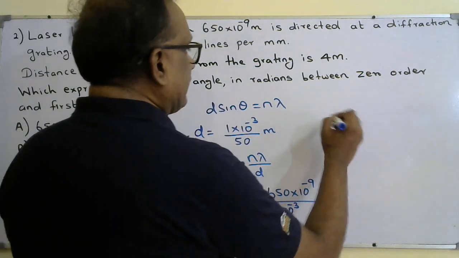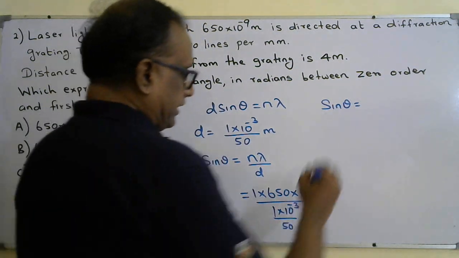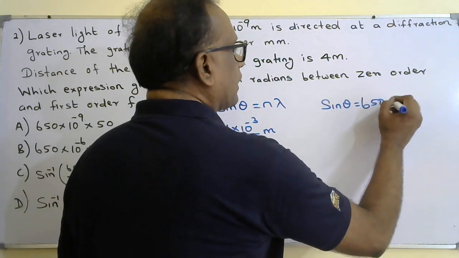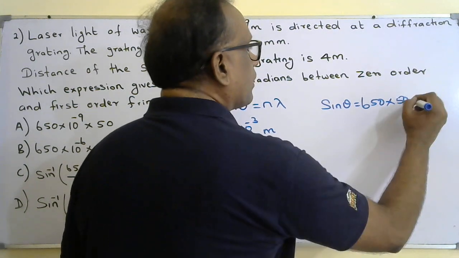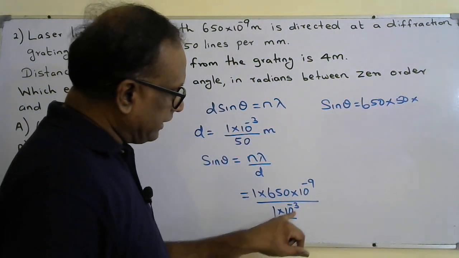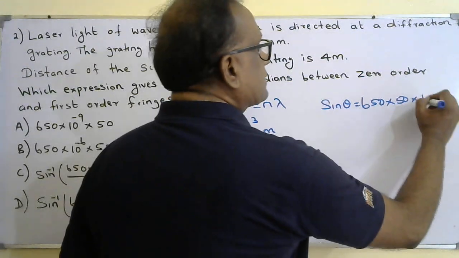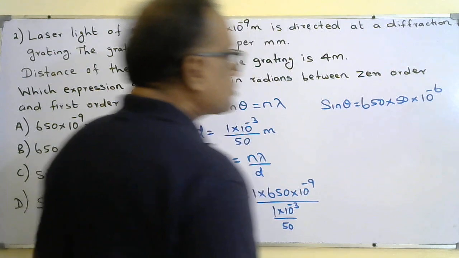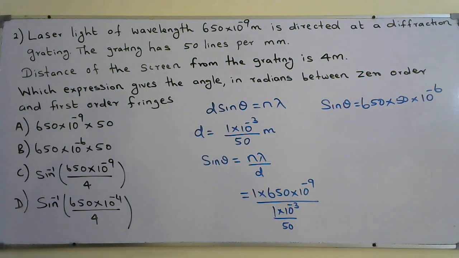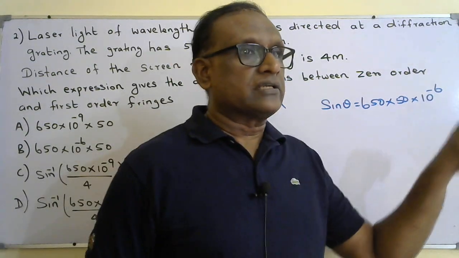So sin theta is going to be 650 into 50 into 10 to the minus 9 divided by 10 to the minus 3, which means 10 to the power minus 6. Okay, so that is the sin theta value. If you want to find theta, you should take sine inverse.